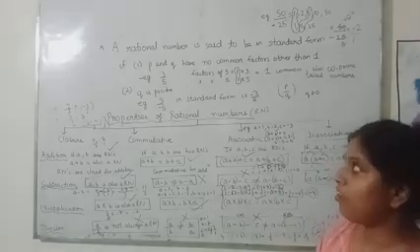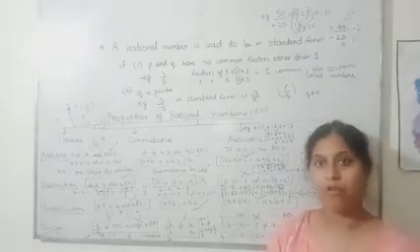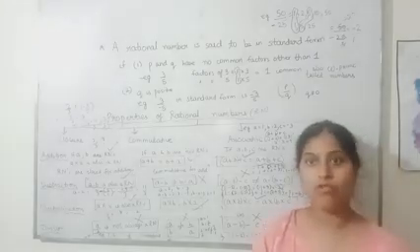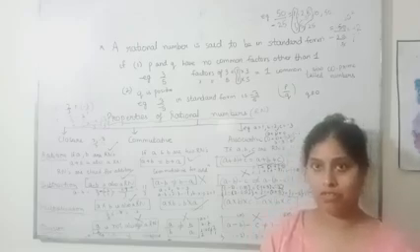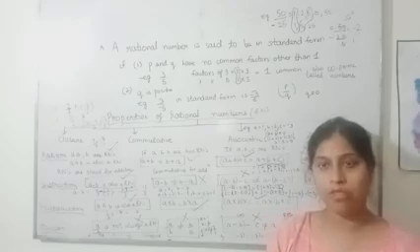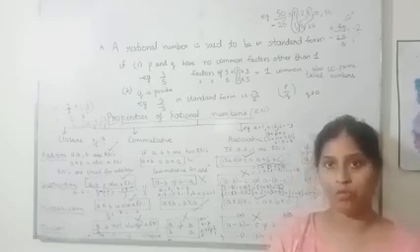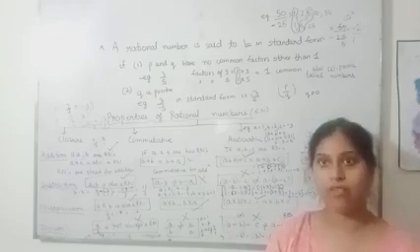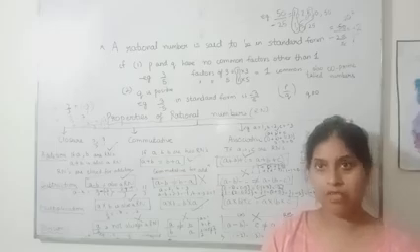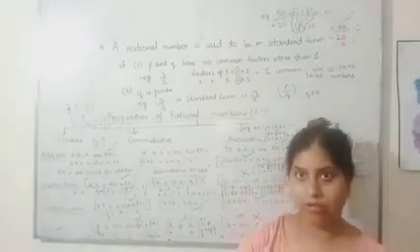So what is a rational number? A rational number is a number that can be expressed in the form p by q, where q is not equal to 0 and p and q are integers. Q is not equal to 0 means that the denominator should not be equal to 0. It can have any value other than 0, whereas the numerator can have 0 as a value. So any number that can be expressed in the form p by q is a rational number.